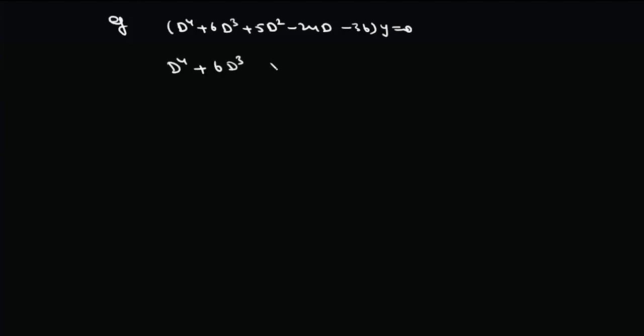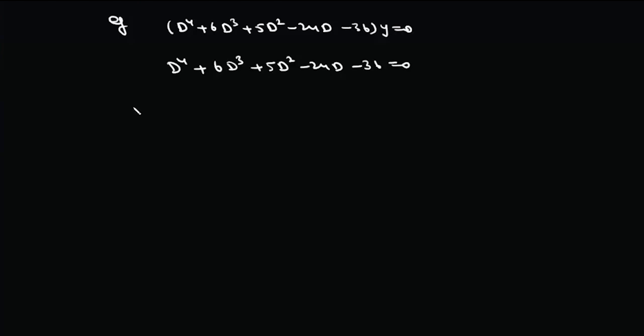Now let us take another example, and here the question is, we need to solve this linear homogeneous fourth order differential equation with constant coefficients, and this equation is d to the power 4 plus 6d cube plus 5d square minus 24d minus 36y equals 0. So we'll get our characteristic equation from d to the power 4 plus 6d cube plus 5d square minus 24d minus 36.